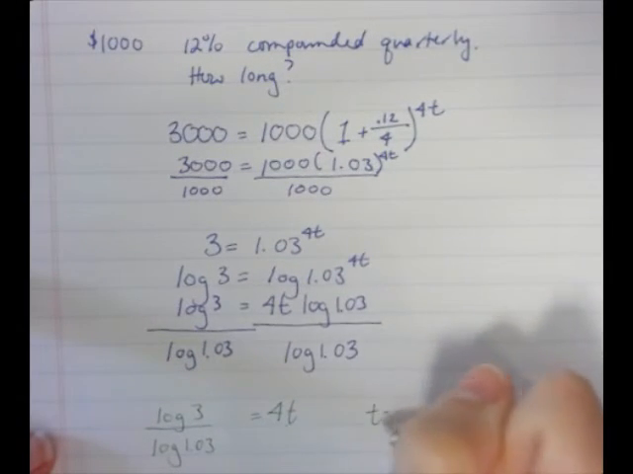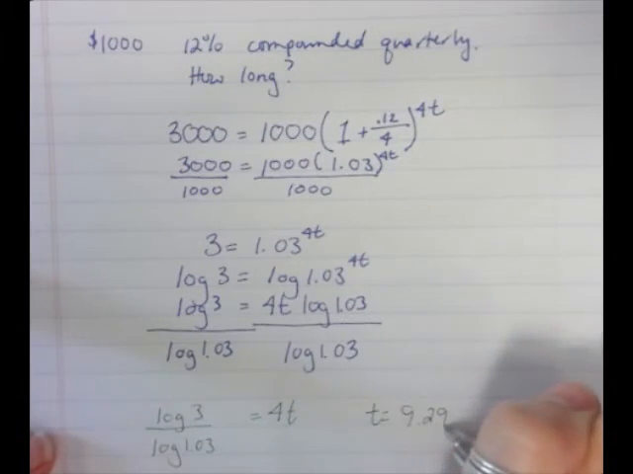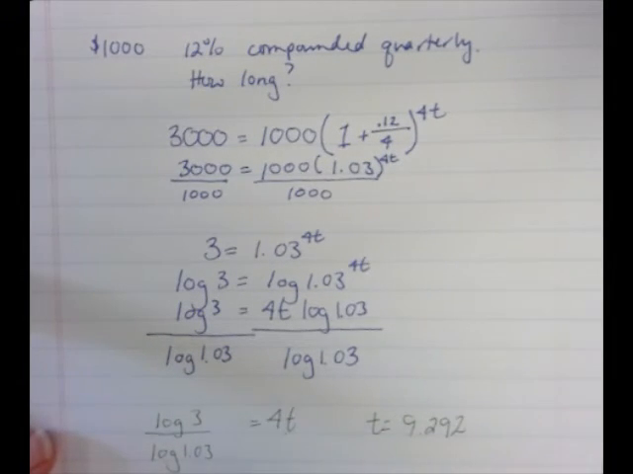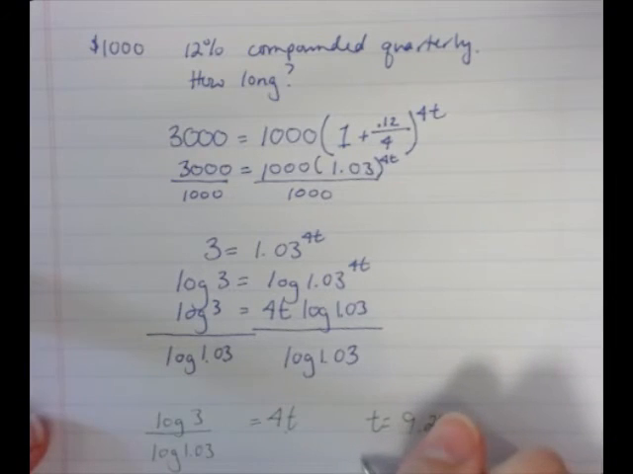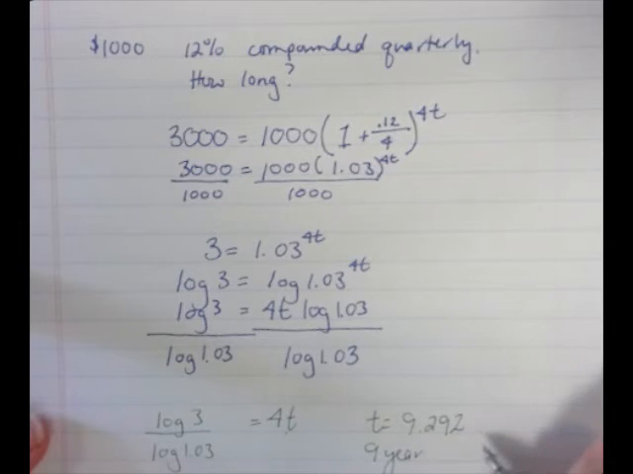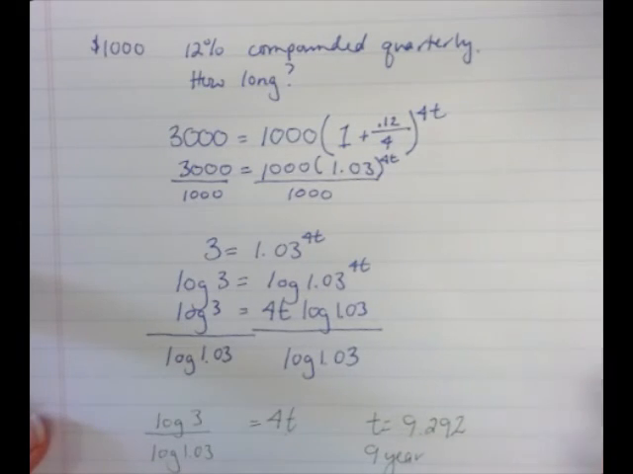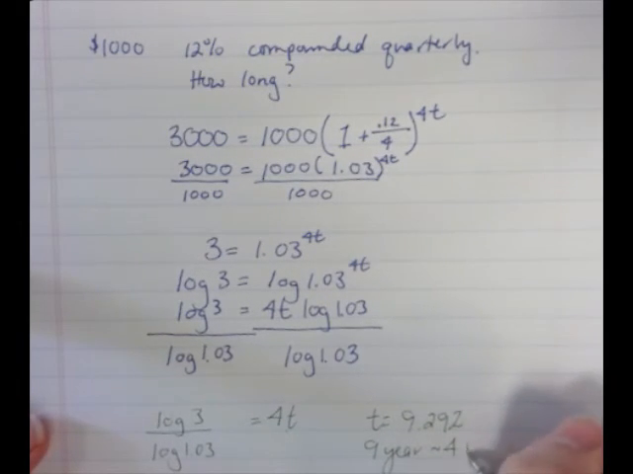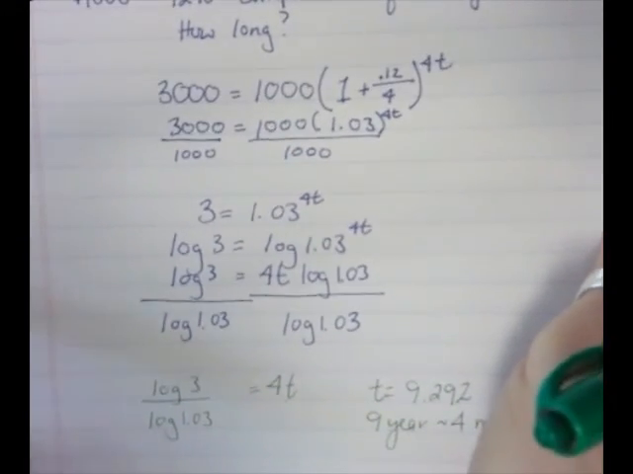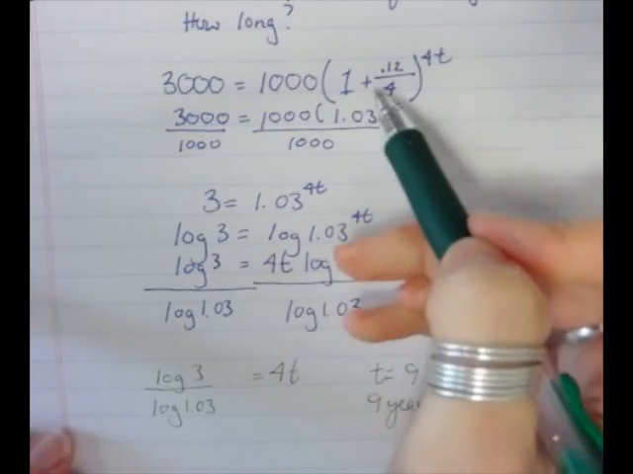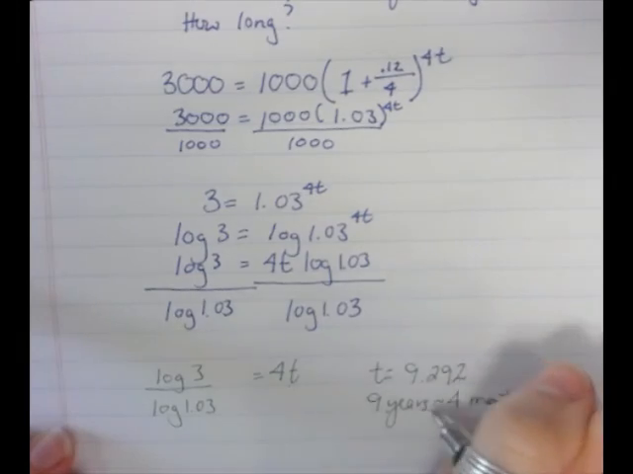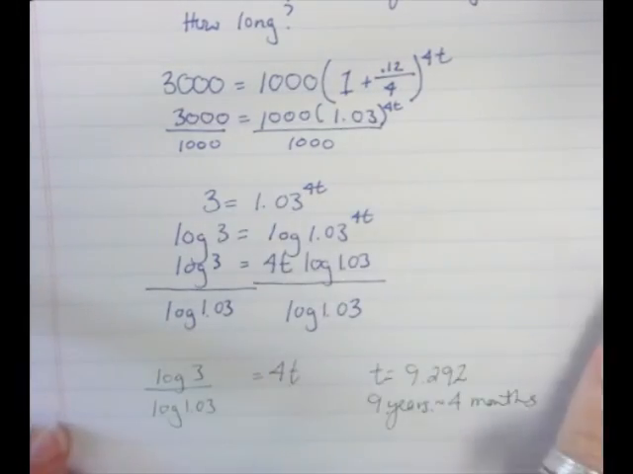So t equals 9.292, let's call it. And this is about 0.3 of a year, right? So it's about 9 years and, since 3/10 of a year is about a third of a year, about 4 months. So in order for you to triple your money at 12%, you have to invest your money for 9 years and 4 months. And that's how this works.